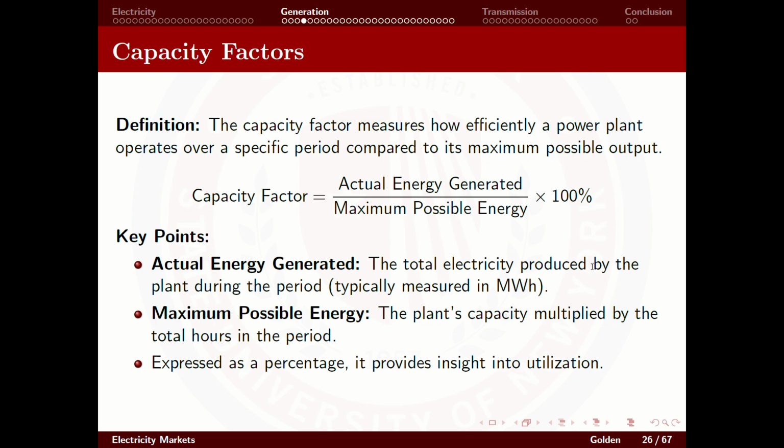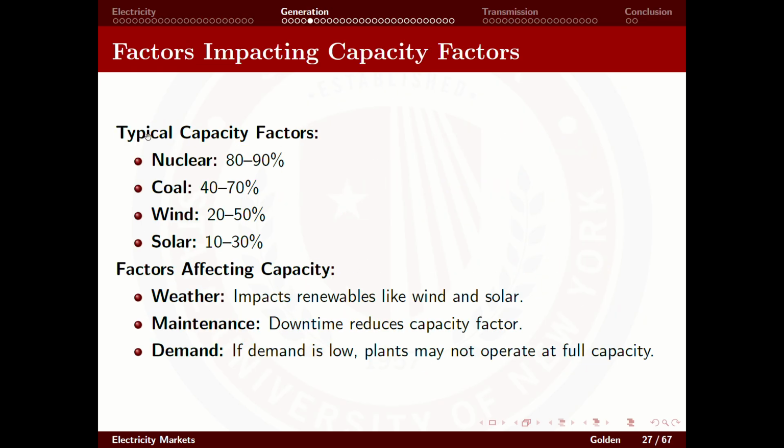So this is the total electricity produced by the plant during the day, typically measured in megawatt hours, divided by the rated capacity provided by the EIA, usually different in summer and winter because of heat requirements and how they affect different types of plants. It's expressed as a percentage and provides insight into utilization. Nuclear has the highest capacity factor by far. Basically, the only time you have a nuclear plant offline is when you're doing maintenance.